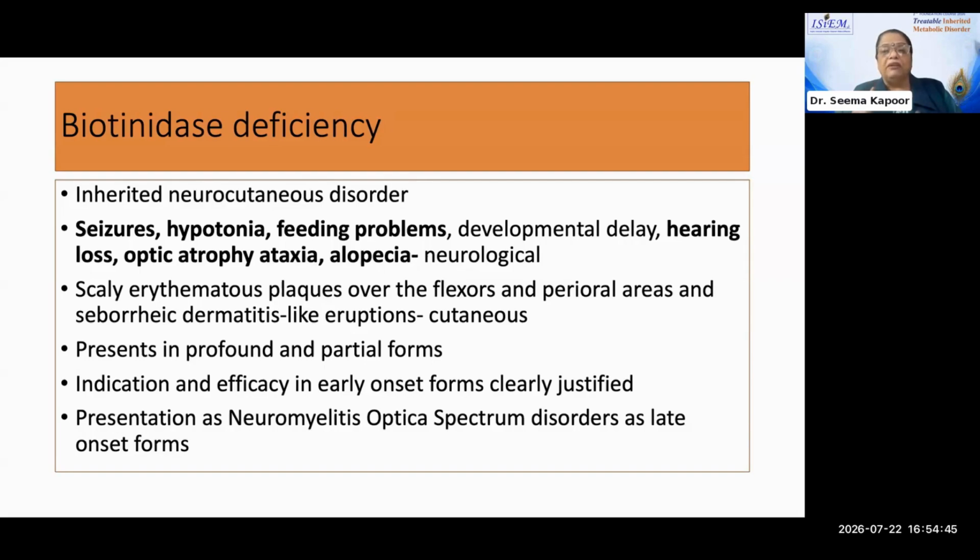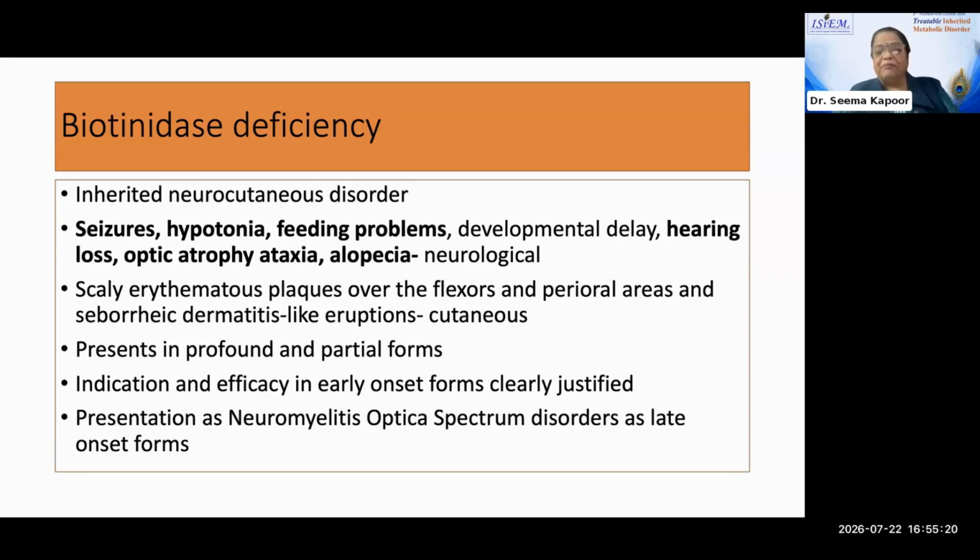We should not be deaf to the deaf. We have to vow that we will prevent deafness. Right? This is an important cause of deafness. The partial forms can go to an adult metabolic physician and present as neuromyelitis optica, Devic's disease, Wernicke's encephalopathy, or multiple sclerosis. A very important message.